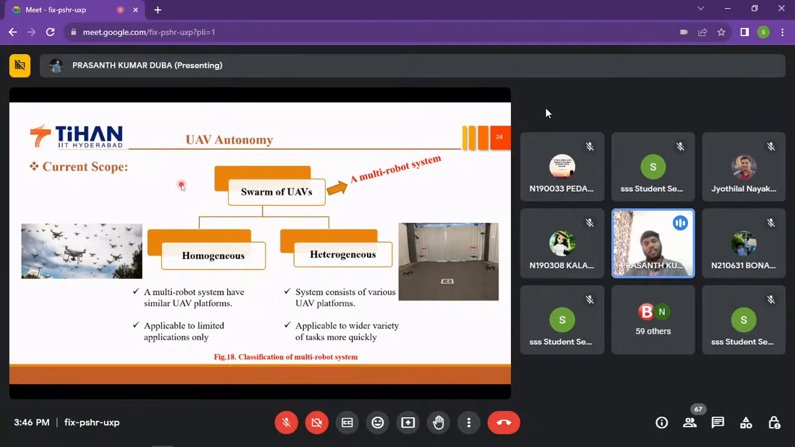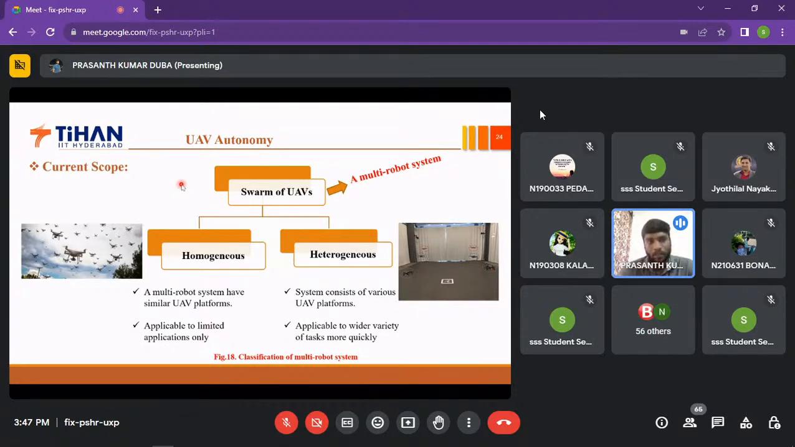So as of now, I have given some basic idea. I hope you understand the basic idea about autonomous navigation. What is the current scope? Multi-robot systems: as of now, I dealt with single UAVs. If you consider multiple UAVs, that is called a swarm of UAVs. What are homogeneous and heterogeneous? If I consider the same platform with multiple UAVs, that comes under homogeneous. Suppose I consider tricopter, hexacopter, quadcopter, all these different varieties, and I want to navigate them in an area, then it is considered a heterogeneous UAV swarm.